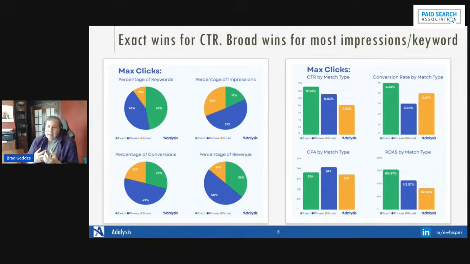Now, of course, as advertisers, we want some performance data, and we look at the efficiency of max clicks match types. Well, exact match, as expected, has by far the highest click-through rate. That's not unusual. What is unusual is broad is actually better than phrase. That's sort of an odd one to see. It doesn't happen often that broad's CTR is better than phrase, but max clicks is one where it does happen.